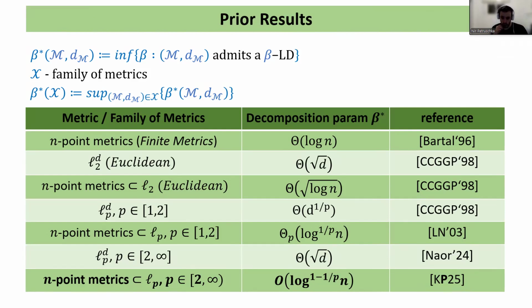Okay, so recently we had some gap between what we knew for the construction and what we knew about the lower bound, and in this work, we close this gap. And we actually show that the decomposition parameter is almost the same as the decomposition parameter in the Euclidean case. So it is square root of log n up to a polynomial dependency in p.